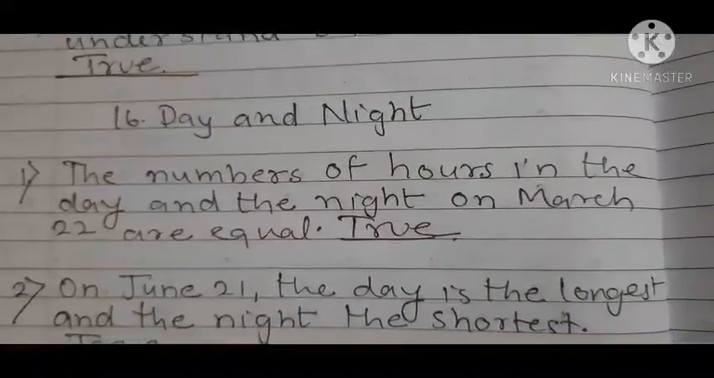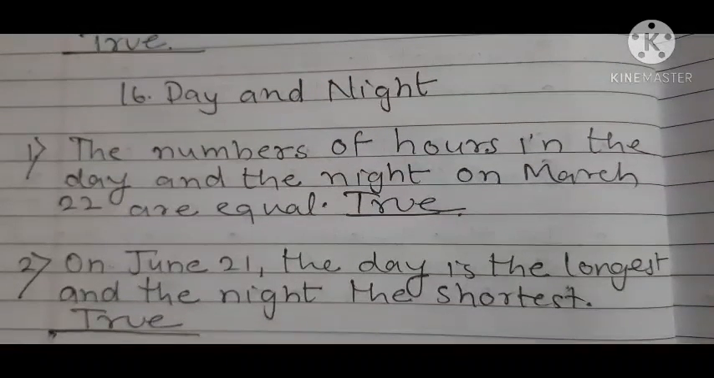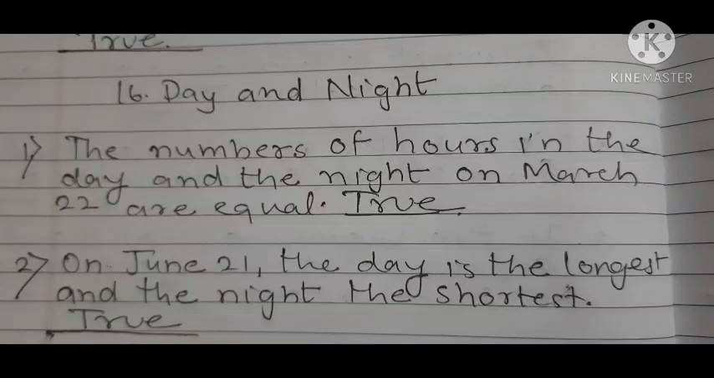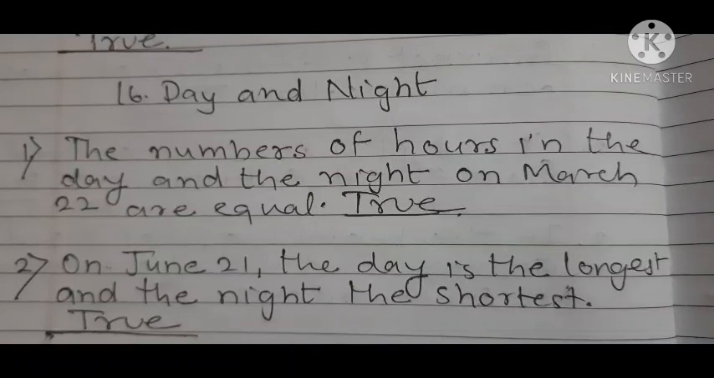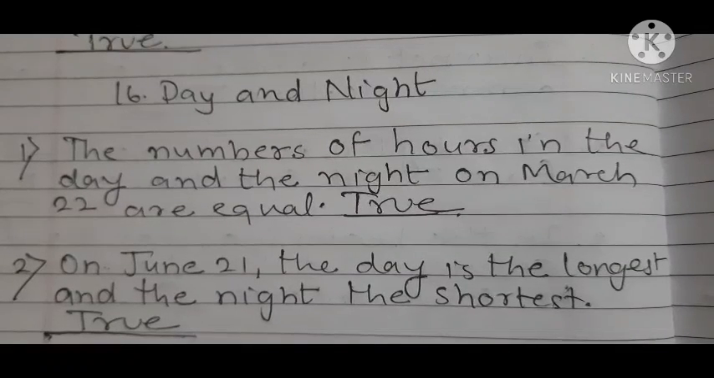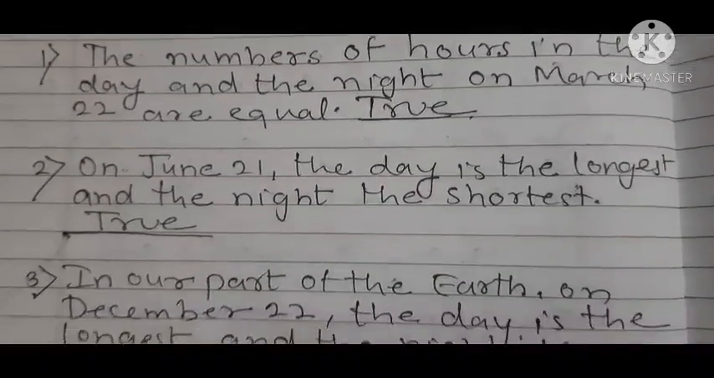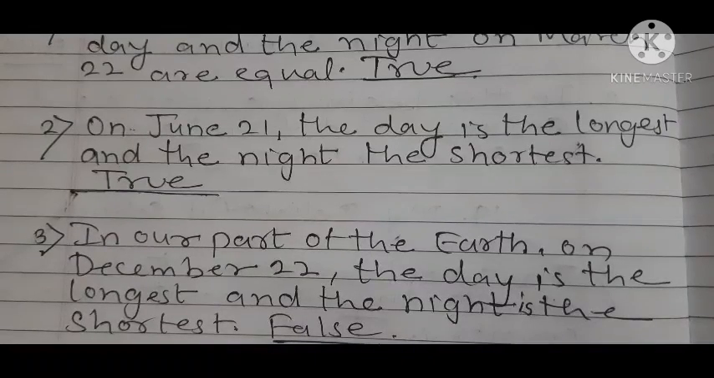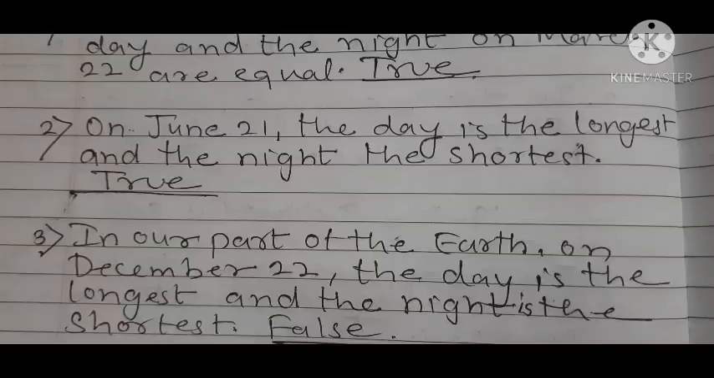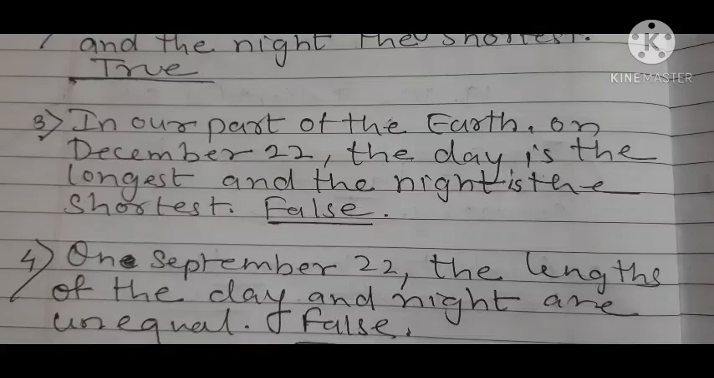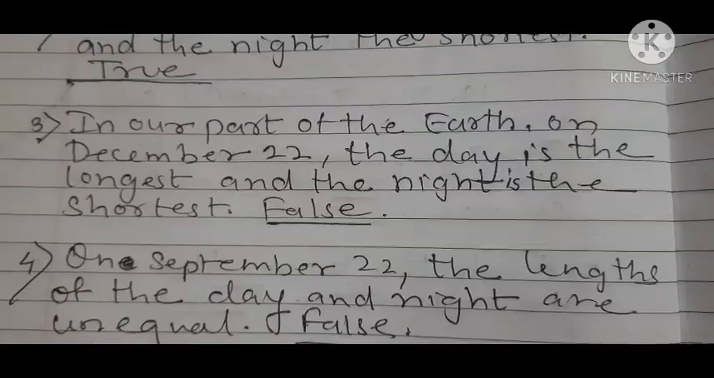Chapter number 16, Day and Night. Number of hours in the day and night on March 22 are equal. It is true. On June 21st, the day is the longest and night is the shortest. It is true. In our part of the earth, on December 22, the day is the longest and the night is the shortest. False. On September 22, the length of the day and night are unequal. It is false.